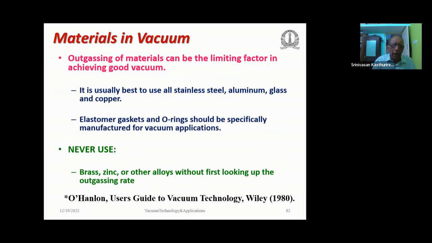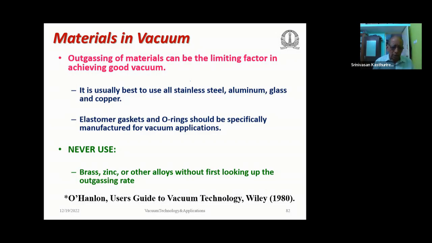When you put a material inside a vacuum, then as I mentioned already, the material will give out gas molecules. That is what is called outgassing of the material. The outgassing of the material can be a limiting factor to achieve a good vacuum. Usually, it is best to use stainless steel, aluminum, glass, copper, etc.